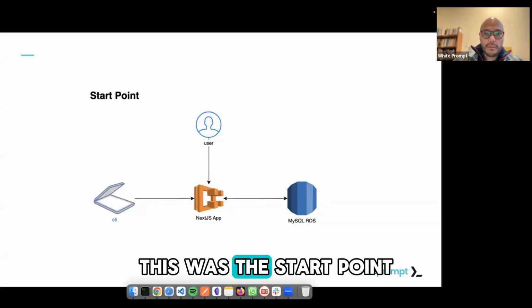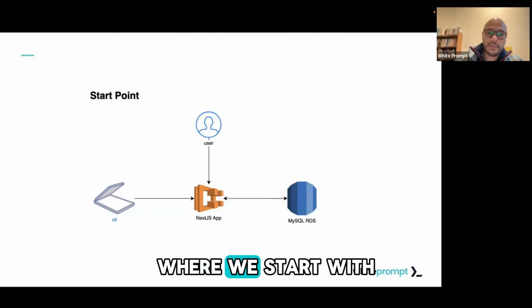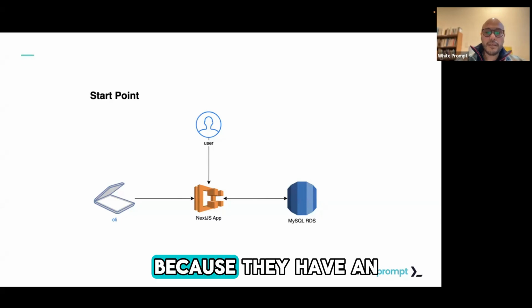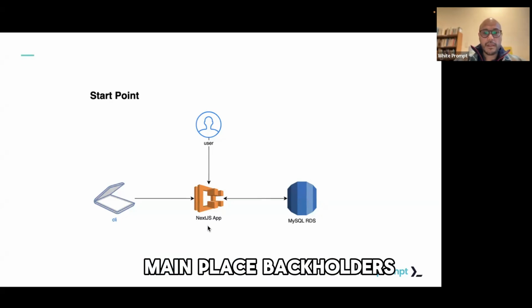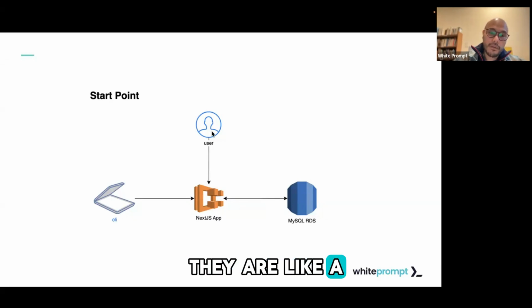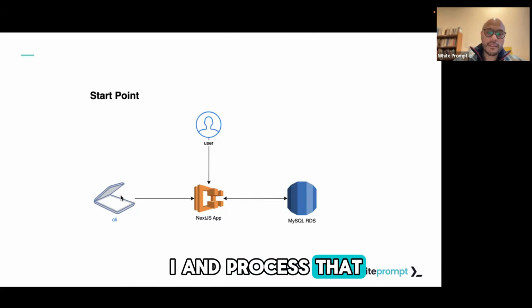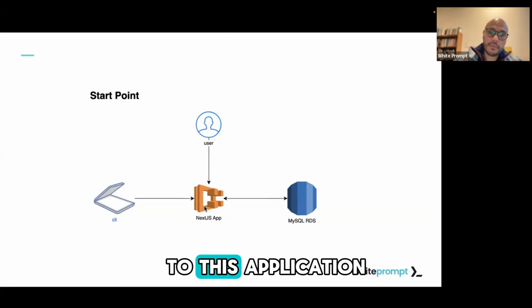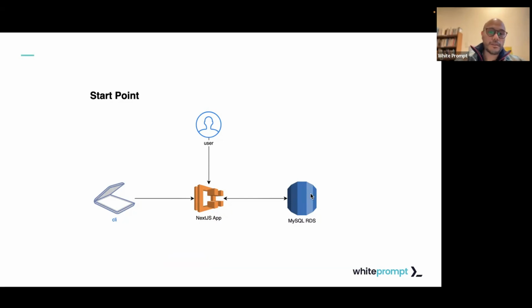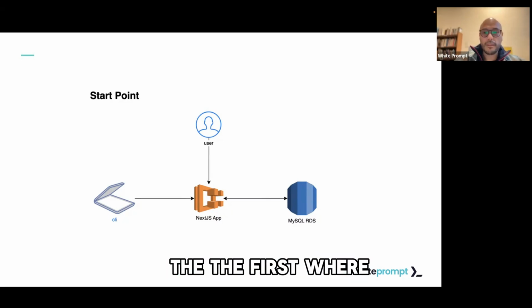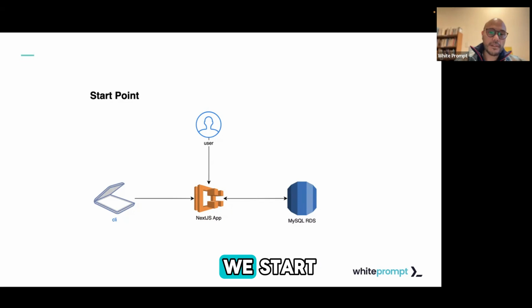So this was the starting point where we start with this client. They have a Next.js application. They have two main stakeholders: a web client, a web user, and a CLI process that ingests a lot of data into this application. And on the other hand, we have an RDS. So that was where we started.